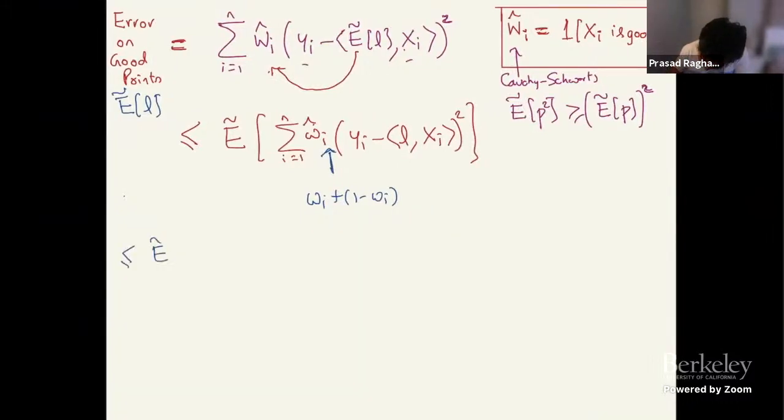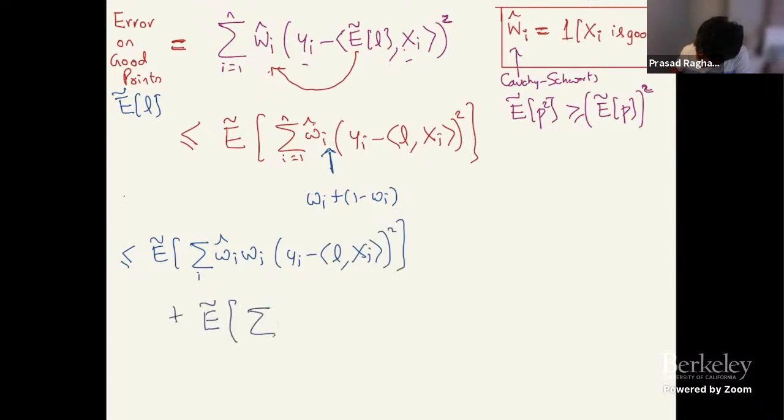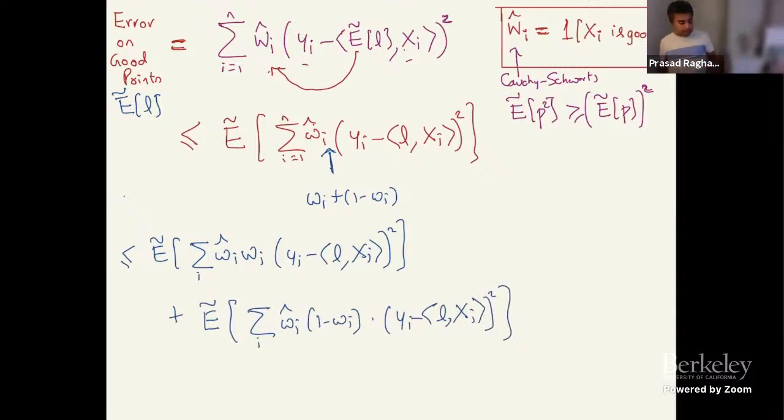So I'll get two terms now. I'll get term 1, which is E tilde of sum over i, w_i hat, w_i times the error term, (y minus the inner product of L and x_i) whole squared. And that's term 1. And then there's another term, which is E tilde of sum over i, w_i hat, (1 minus w_i) times (y_i minus the inner product of L and x_i) whole squared. Okay, I get two terms like this.